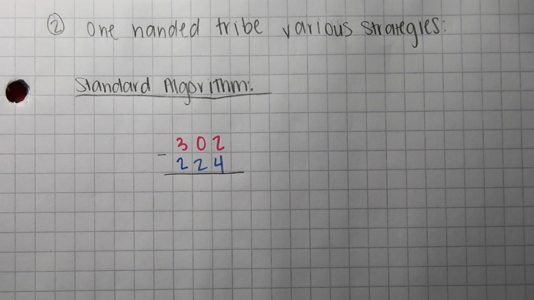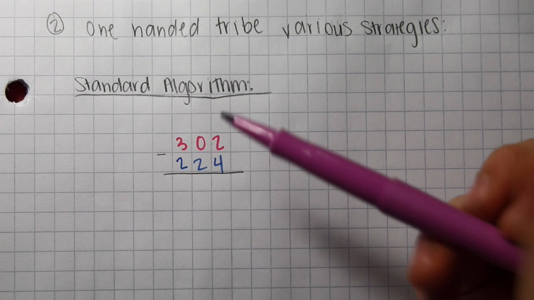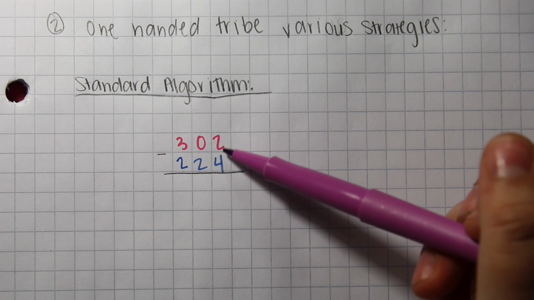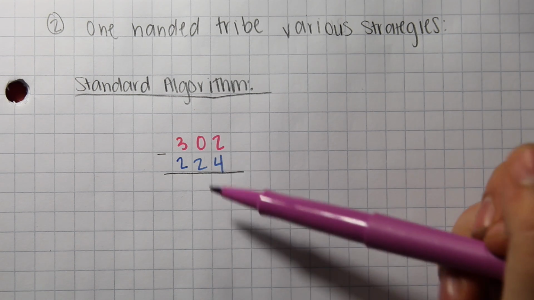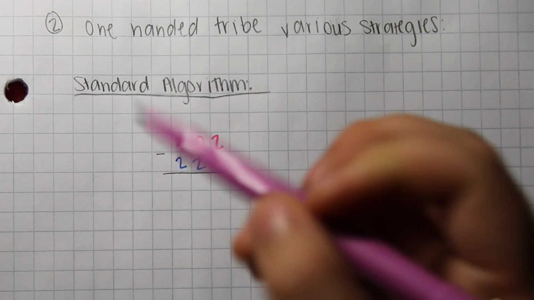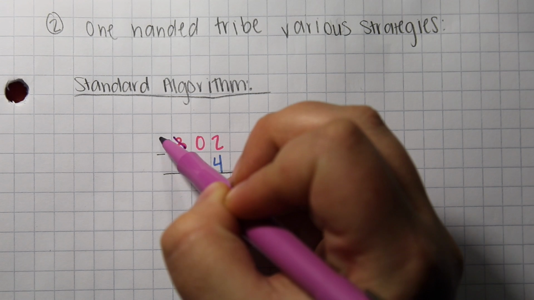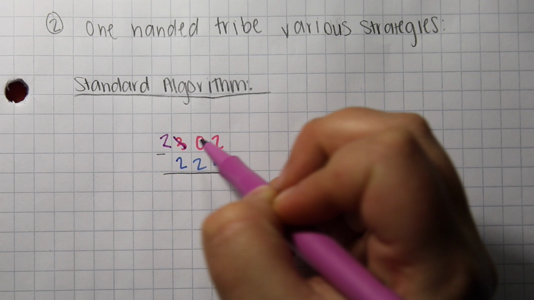So now we're working with the standard algorithm in the one-handed tribe. So we're doing 302 minus 224. The first thing that I'm realizing is I can't take 4 from 2, and I can't take 2 from 0. So I have to start by stealing a 100s value, changing that 300 to 200, or 3 to 2.